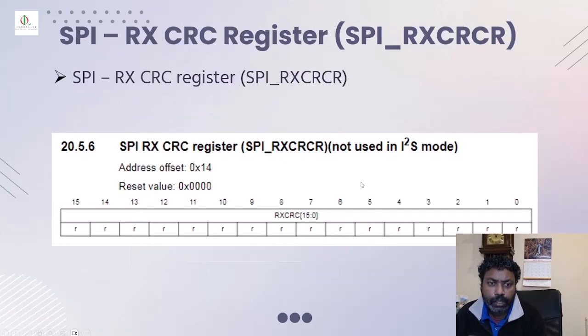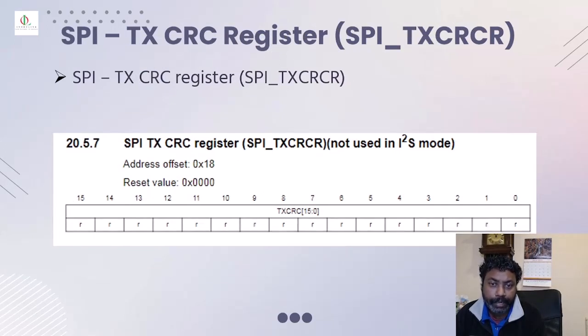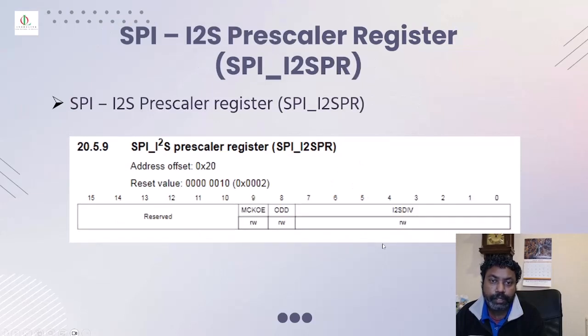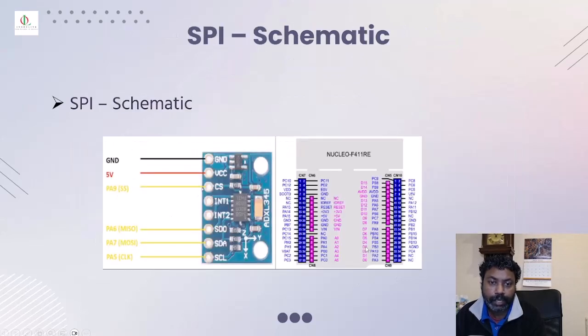And then there is also the SPI CRC register and the SPI transmit CRC register and the SPI I2S configuration register. This is the I2S prescaler register, where the prescale values are calculated.